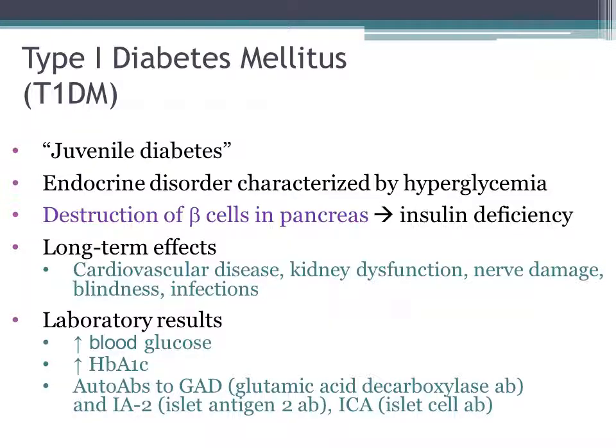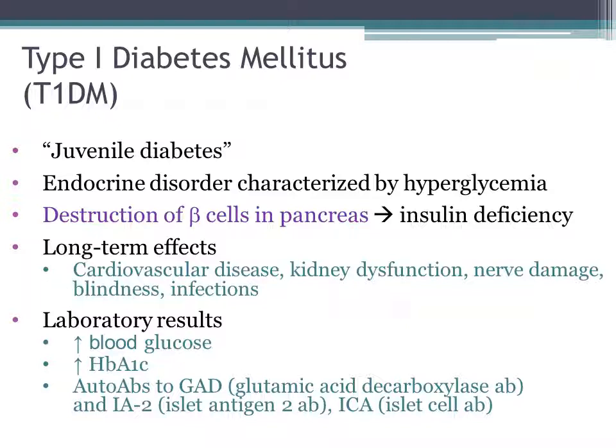Type 1 diabetes mellitus is the type that used to be referred to as juvenile diabetes. We've been trying to get away from that name for quite a while, but sometimes you'll still hear people use the phrase, especially older people. This is an endocrine disorder, and it's characterized by hyperglycemia, or increased sugar in the blood. It's caused by the destruction of the beta cells in the pancreas.